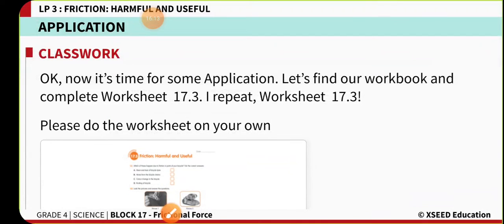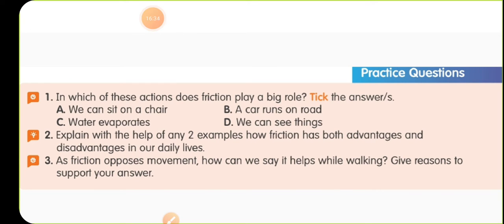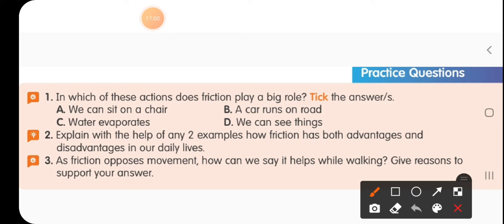Okay children, now let us open the practice questions from the workbook. On page number 21, the first question is: in which of these actions does friction play a big role? Tick the answers. We can sit on a chair, a car runs on a road, water evaporates, we can see things. Out of these four, where does friction play a big role? Definitely, a car runs on a road.